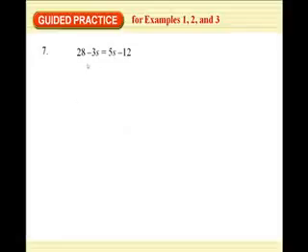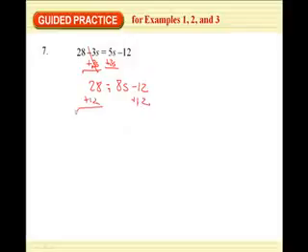Smallest s is a minus 3s. Add 3s to this side. Add 3s to this side. 28 equals 8s minus 12. Plus 12, plus 12. 40 equals 8s. Divide by 8. s equals 5.